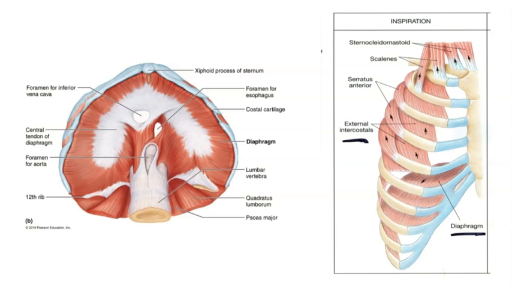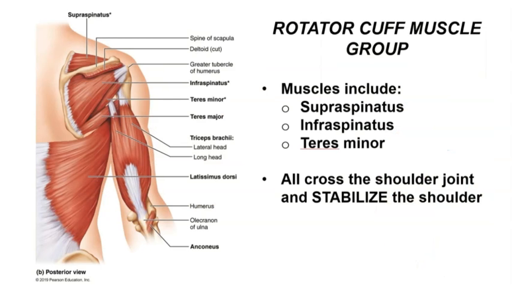And we'll see more of the pressure-volume relationship that occurs when this muscle contracts and flattens out when we get to the anatomy and physiology of the respiratory system in A&P2. But this is an important muscle in breathing.